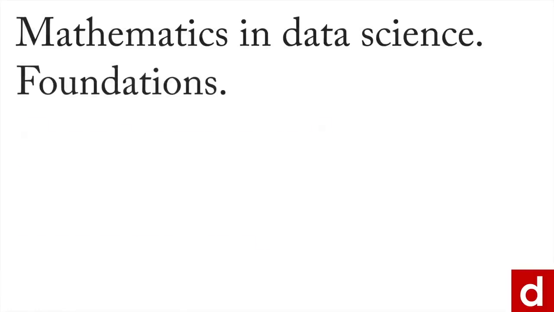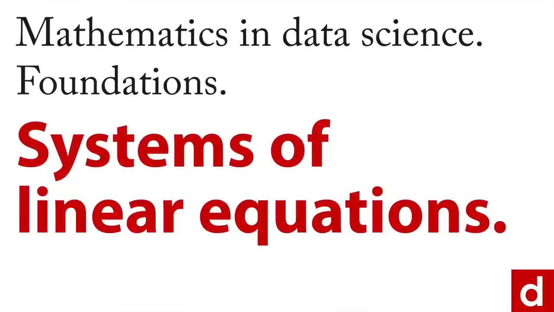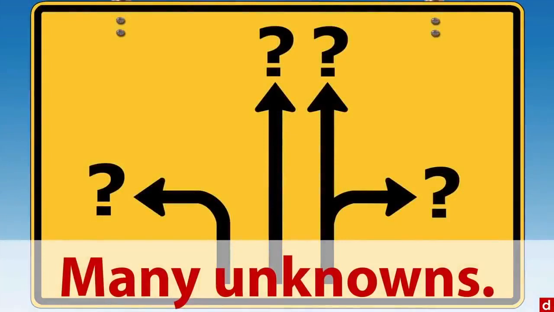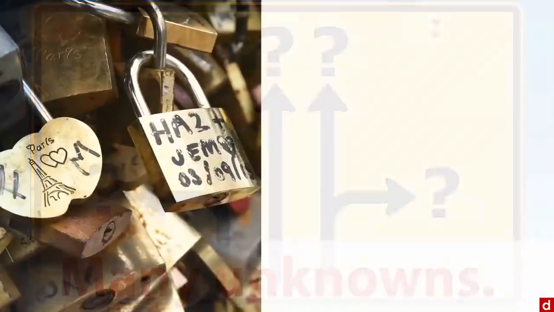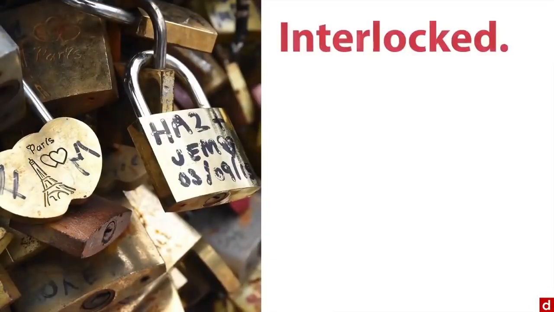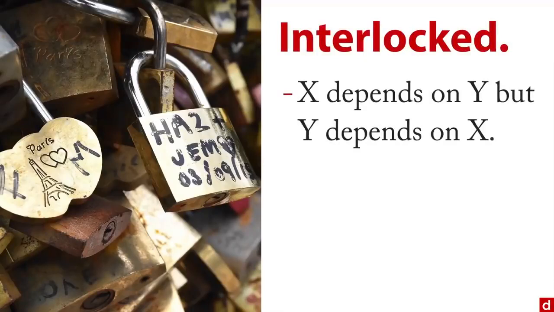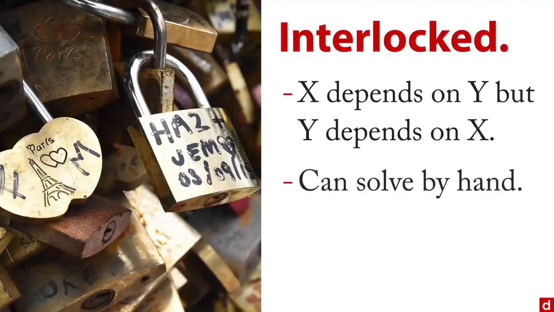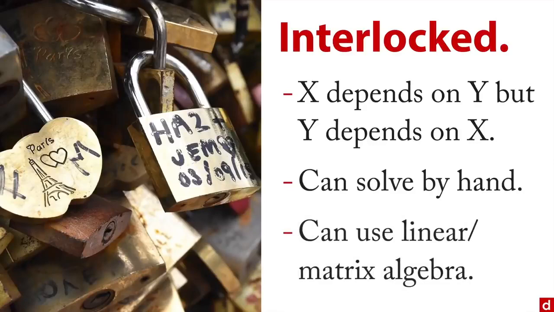Our next step in mathematics for data science foundations is systems of linear equations. And maybe you're familiar with this, but maybe you're not. And the idea here is there are times when you actually have many unknowns and you're trying to solve for all of them simultaneously. And what makes this really tricky is a lot of these are interlocked. Specifically, that means x depends on y, but at the same time, y depends on x. What's funny about this is it's actually pretty easy to solve these by hand, and you can also use linear matrix algebra to do it.